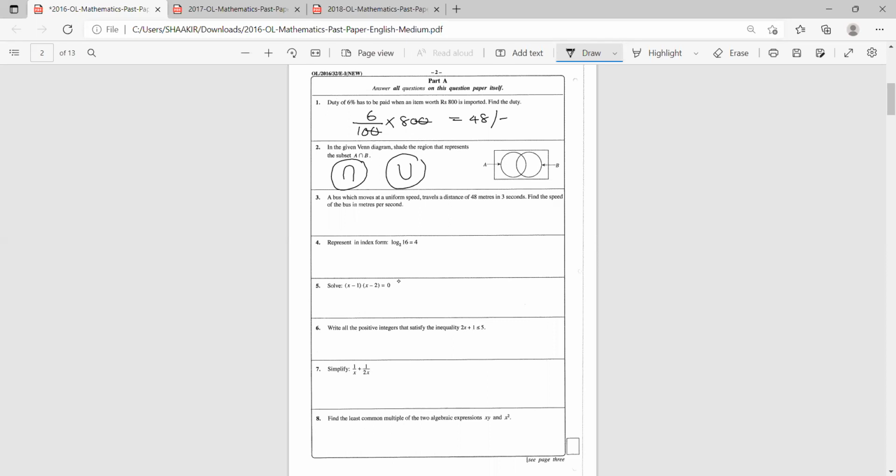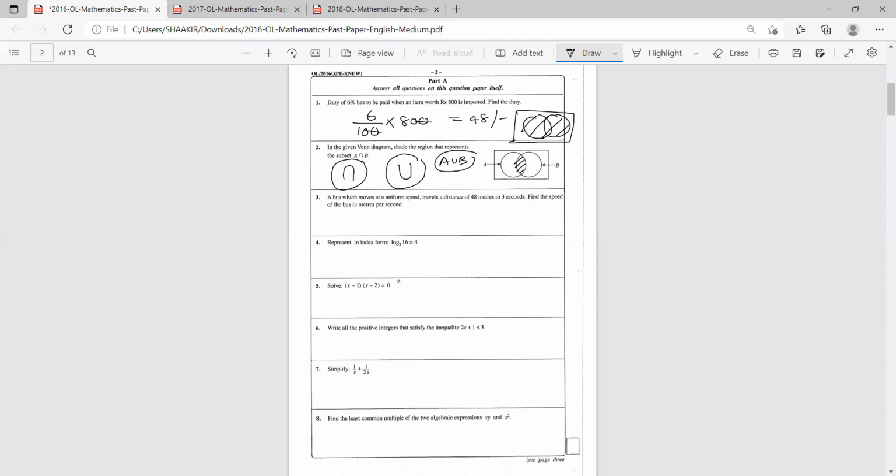This one is called union. Union means all the elements. When I say A union B, children, it means all the elements of A and B. When I say intersection, it is the common part. So you can see this is the common region, and you have to shade it this way. In case they ask you to shade A union B, then you have to shade both the circles, which represents all the elements of A and B. So that is the answer for the second one, and for that you will be getting 2 marks.